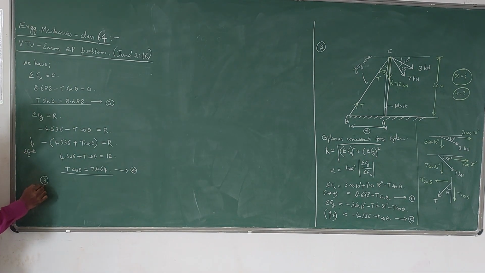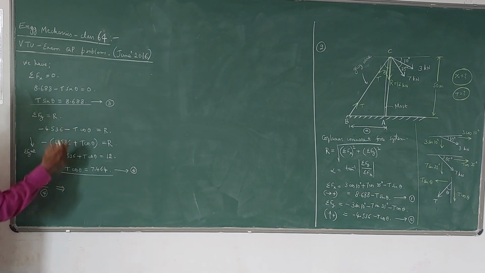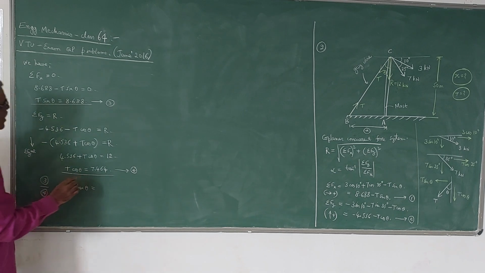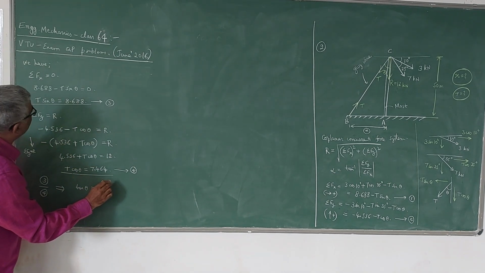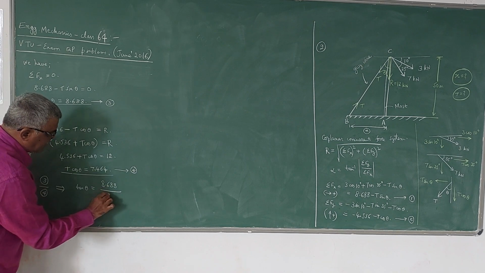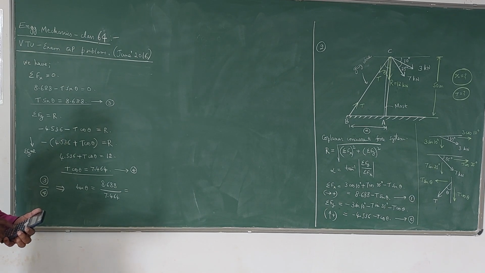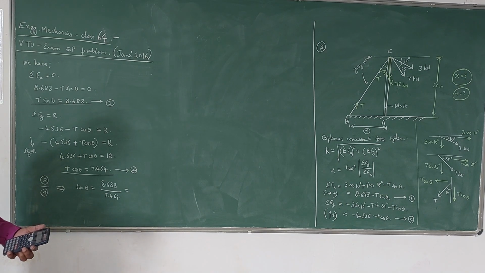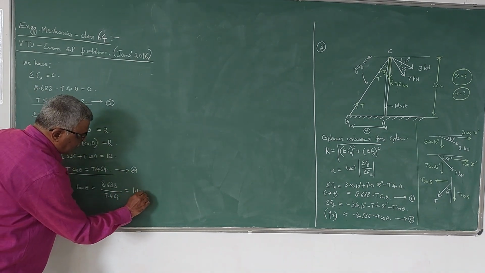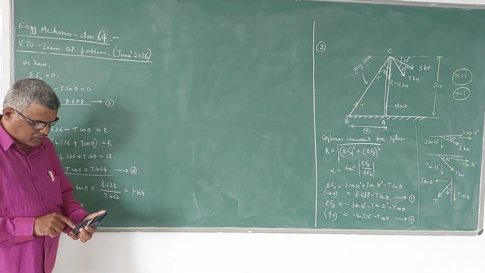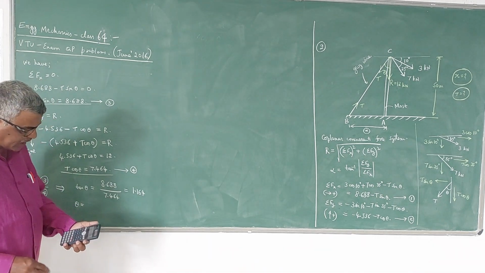So equation 3 divided by equation 4 gives sin theta by cos theta, T will get cancelled, which is tan theta. LHS divided by LHS is equal to RHS divided by RHS. 8.688 divided by 7.464 is 1.164. So therefore theta is equal to tan inverse of 1.164, which you are going to get as 49.3 degrees.